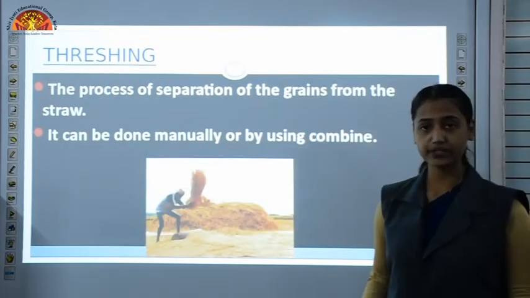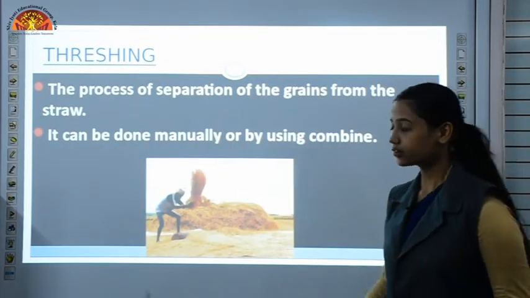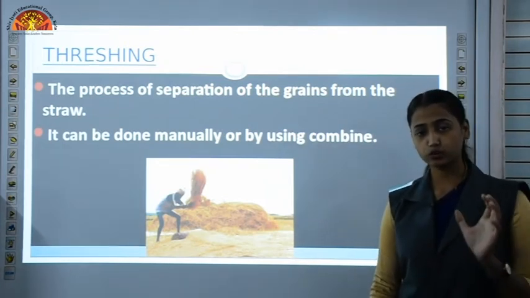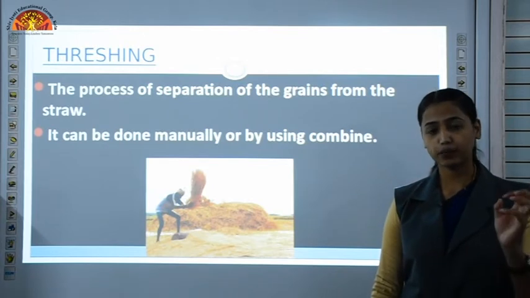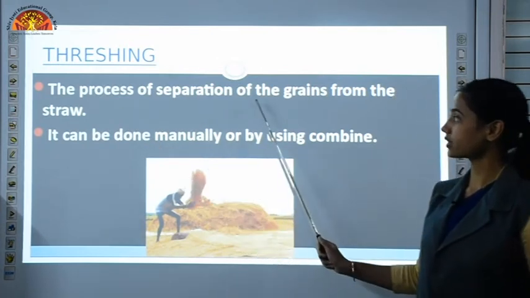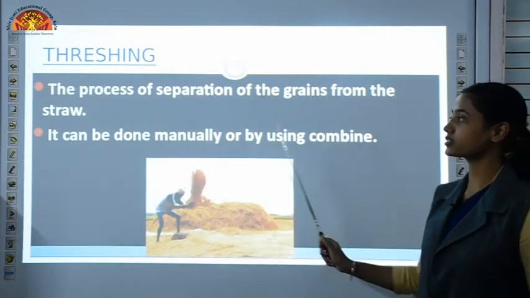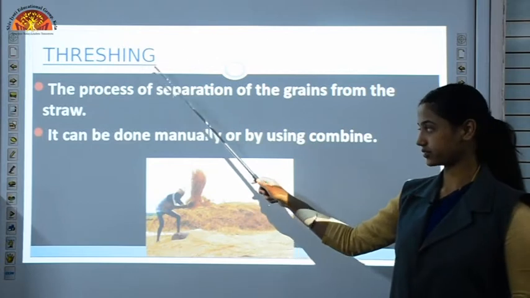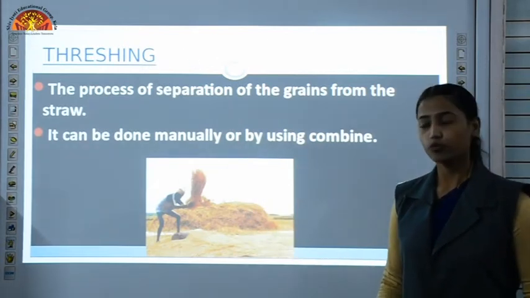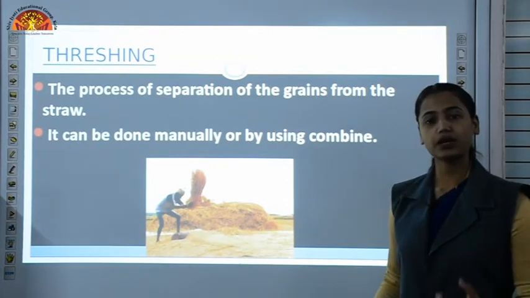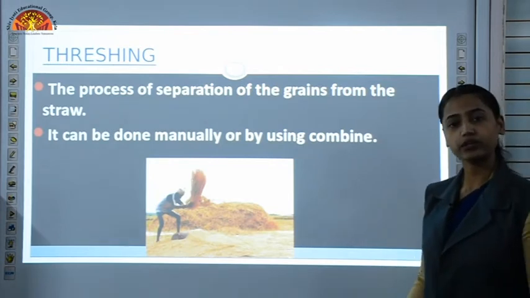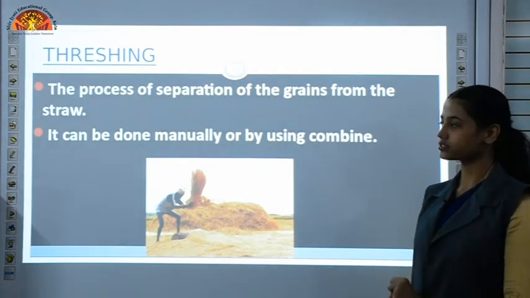After harvesting comes threshing. Now you know that we do not get our grains directly. Those grains are present in straw, that pipe like structure. So the process of separation of the grains from the straw is known as threshing. So how can we separate our grains from the straw? We can beat our plants over a hard surface. By doing so, we are separating grains from the straw.